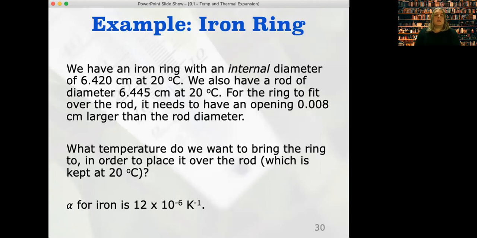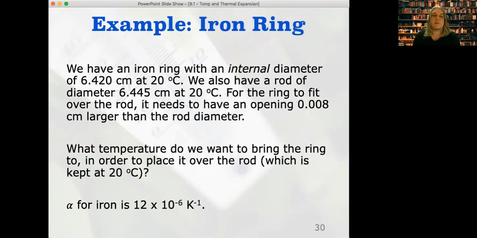As an example of all of this, let's talk about an example. We've got an iron ring with an internal diameter of 6.420 centimeters, and it's at 20 degrees Celsius. We also have a rod of diameter 6.445 centimeters at 20 degrees Celsius. So the ring is slightly smaller. The inside diameter of that ring is slightly shorter than the rod diameter, so it can't fit onto it.